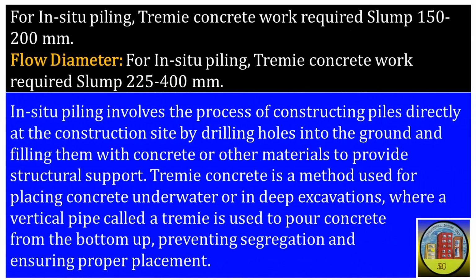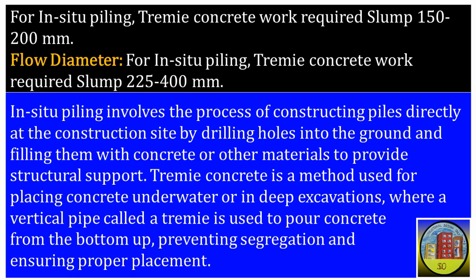For in-situ piling, tree concrete work required slump 150 mm to 200 mm. Flow diameter, for in-situ piling, tree concrete work required 225 mm to 400 mm. Now the question is, what is in-situ piling?